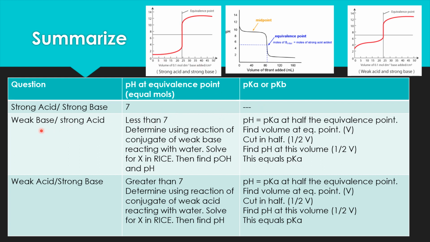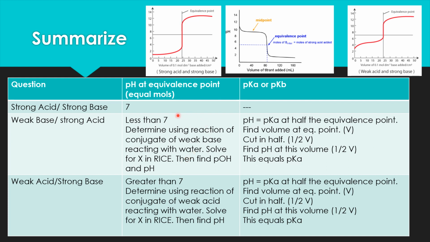Then for a weak base and strong acid, if our weak base is what we're starting with, we start high and we're going low. Its equivalence point is going to be less than 7 because the acid is stronger, so it's going to shift towards the acid. We can determine the pH at the equivalence point. We use the reaction of the conjugate of the weak base reacting with water, solve for x in our RICE table, then find the pOH and the pH.